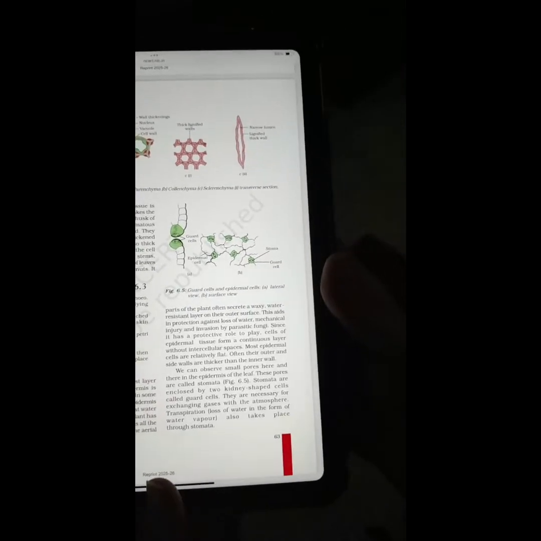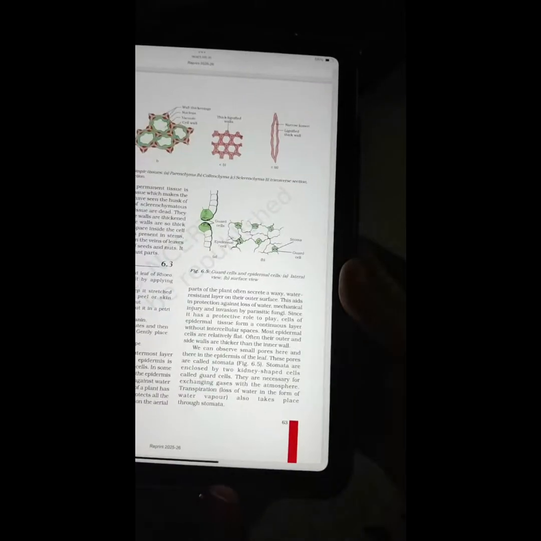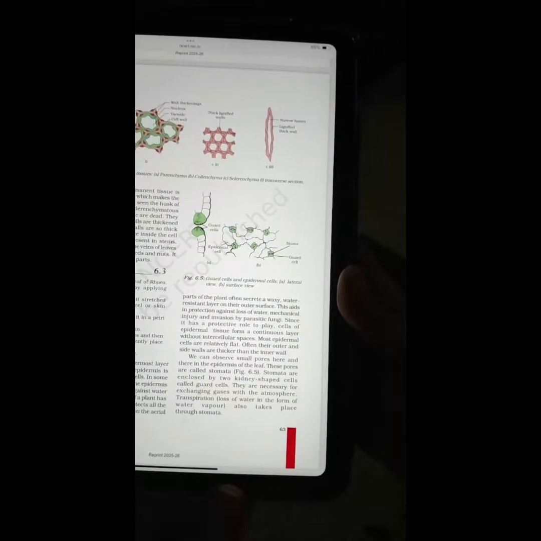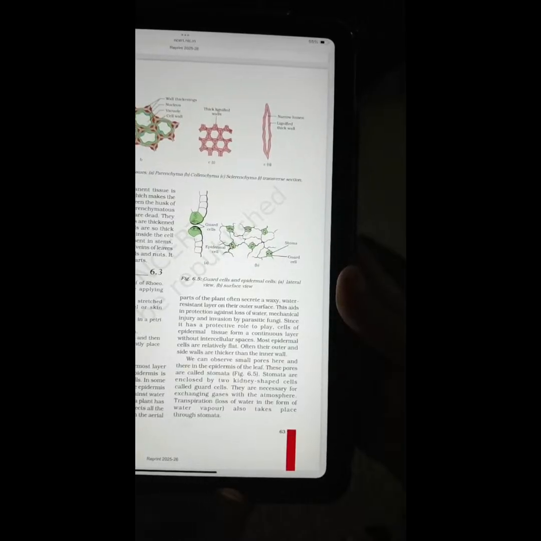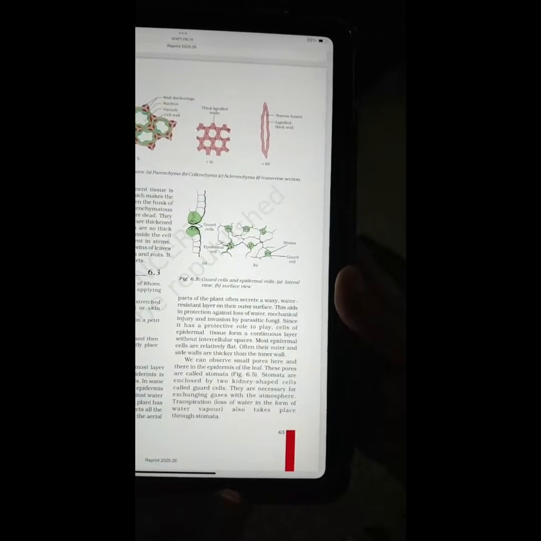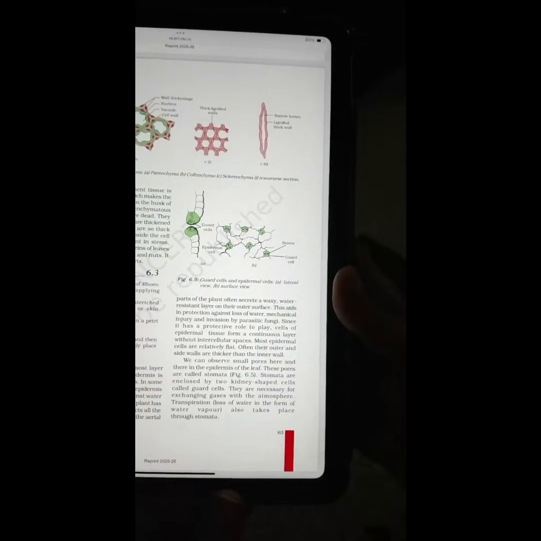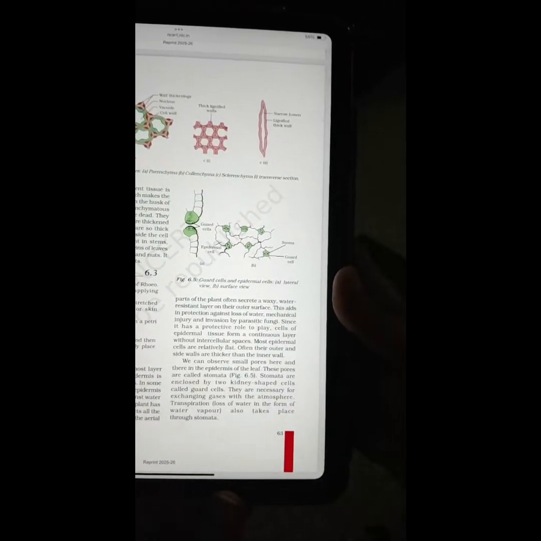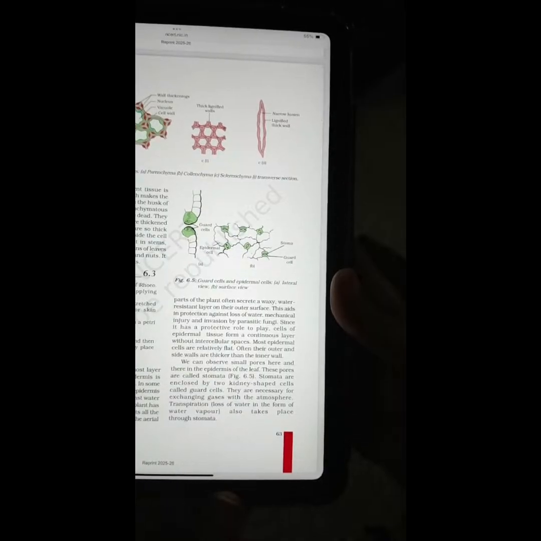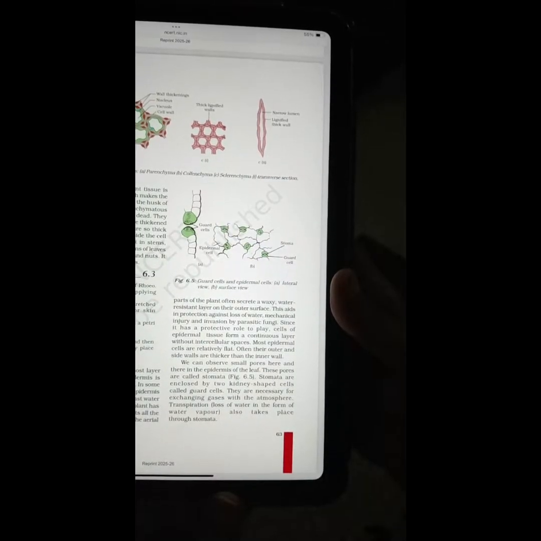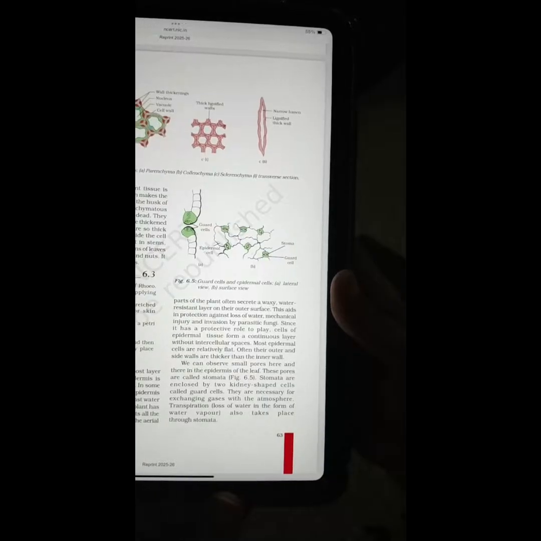Now this is the right side of page number 63. Figure 6.5, guard cells and epidermal cells: A, lateral view; B, surface view. Parts of the plants often secrete a waxy, water resistant layer on their outer surface. This aids in protection against loss of water, mechanical injury, and invasion by parasitic fungi. Since it has a protective role to play, cells of epidermal tissue form a continuous layer without intercellular spaces. Most epidermal cells are relatively flat. Often their outer and side walls are thicker than the inner wall.